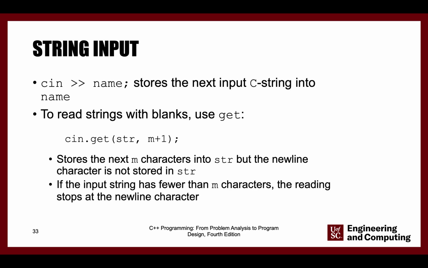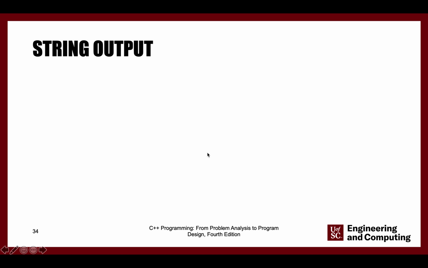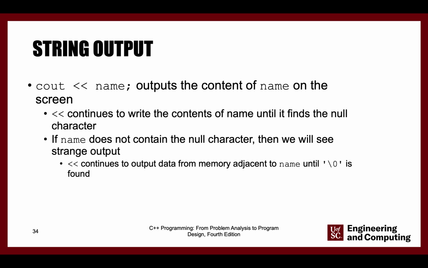You can also use the cin.get function to get strings with blanks, because remember when we use cin, it is going to be separated by spaces. So if you type in a sentence and you use this syntax here, you will only get the first word. But you can get around that by using the cin.get. For output, we can directly output this. We don't actually need to loop through. We can loop through each index, but we don't have to.